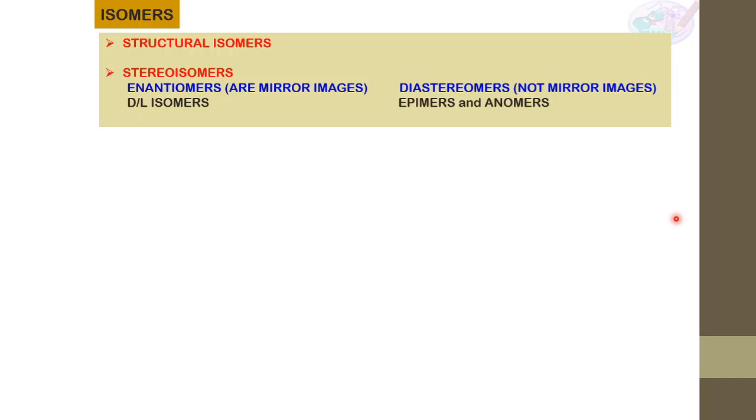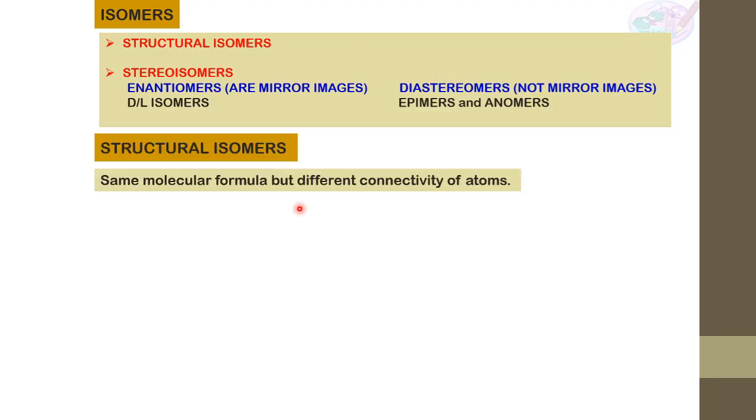Stereoisomers are further classified as enantiomers, which are mirror images of each other, and diastereomers, which are not mirror images. DL isomers are a type of enantiomers, and epimers and anomers are diastereomers. Let's first talk about structural isomers.